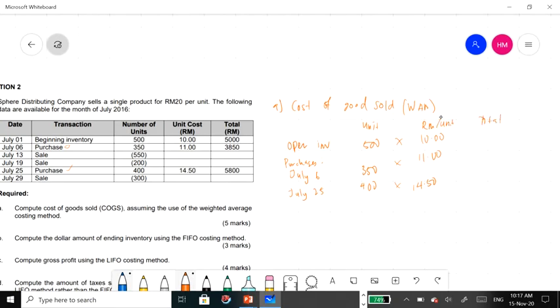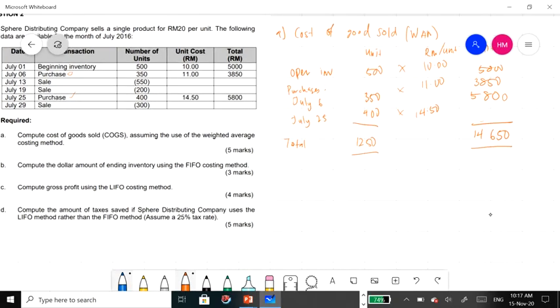So total 5,000, 3,850 and 5,800. So buat total, you akan ada 1,250 and 14,650. Lepas tu barulah you boleh averagekan cost dia.